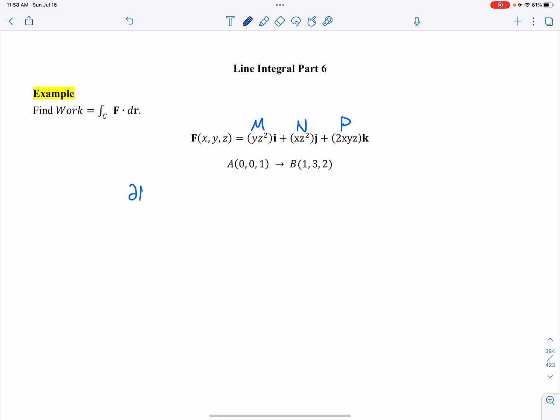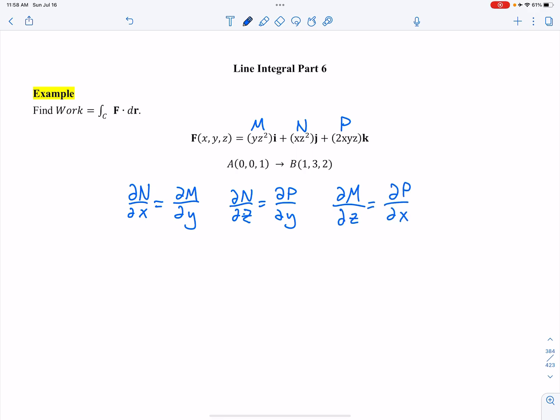So we're going to take the derivative of N with respect to X. All right, so we get Z squared. Then we take the derivative of M. First, let's write out our equalities, actually. Partial of M with respect to Y. And then I'm going to do N with P now. So that'll be a Z here, and a Y. And then another one here. This is just going to be M and P. That's the last one that we have not done. So we'll put a Z here. Then we'll put a P with an X. We have to confirm all three of those equalities to show conservativeness.